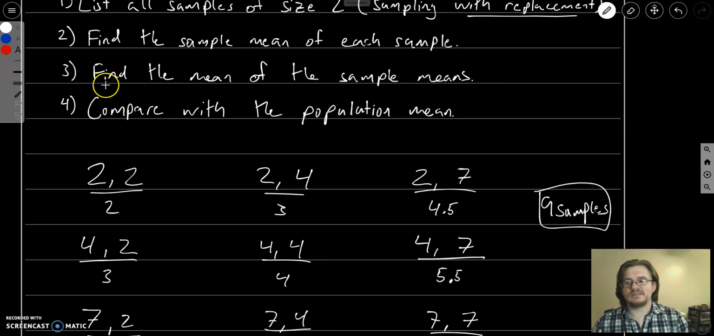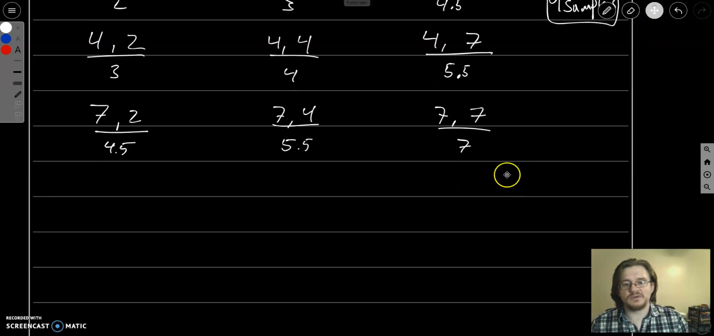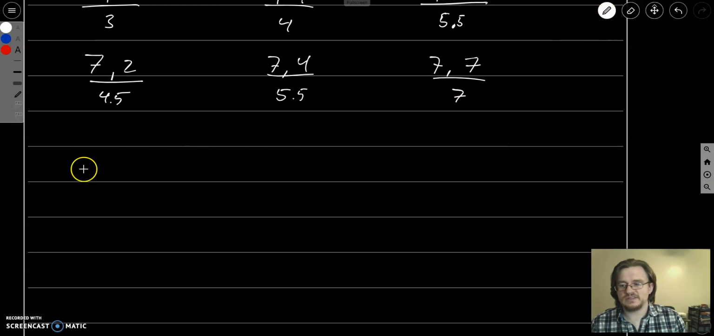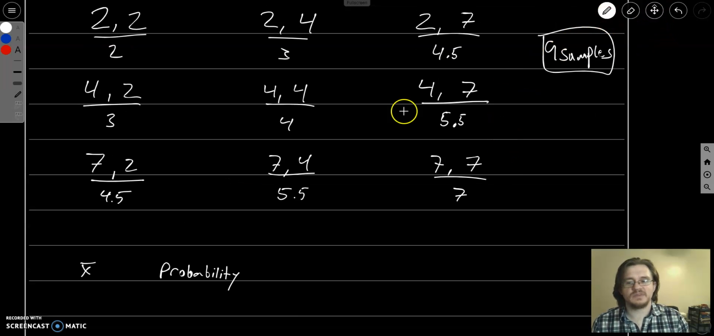And now we want to find the mean of all of the sample means. So our sample means are things like 2, 3, 4.5, 4, 5.5, and 7. And we want to find the mean of each one of these. And there are several ways to do this, so I want to follow how the homework does this. So for our sample mean, we're going to find the relative frequency of each one, or the probability that if we were to randomly choose a sample mean, we would choose that sample mean.